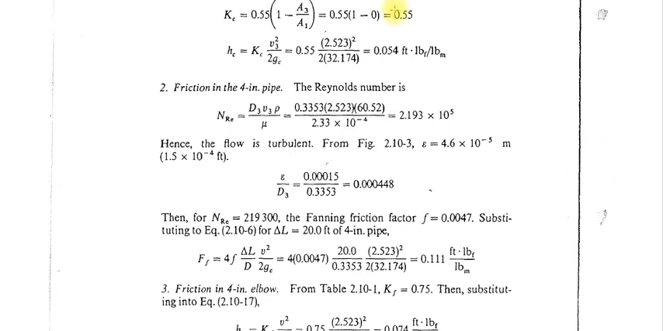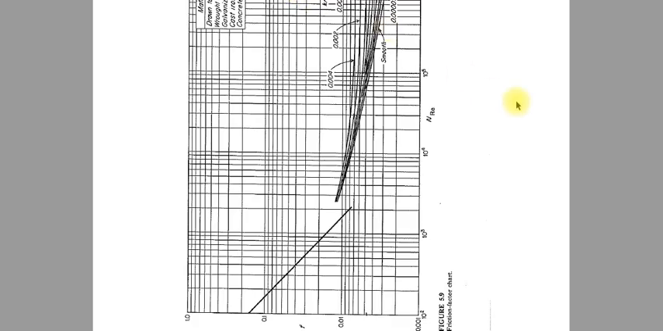Reynolds number is calculated as 2.193 multiplied by 10 to the power 5. So this is the Reynolds number. This is 10 to the power 5, this is 2 multiplied by 10 to the power 5, this is 3 multiplied by 10 to the power 5. So in between here you will get the exact value.